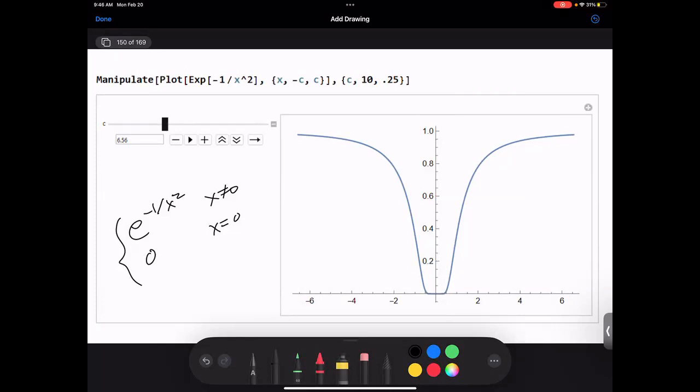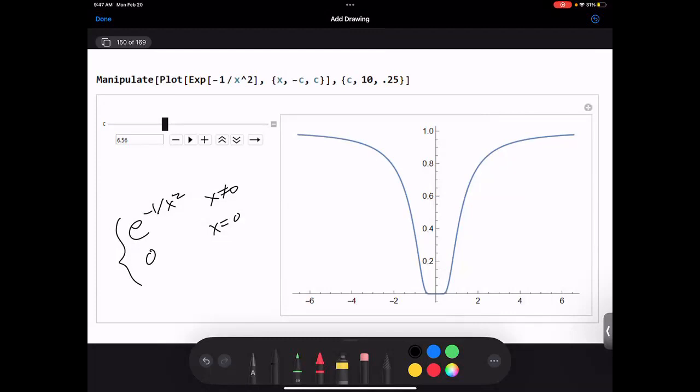Is e to the negative 10,000 big or small? So e to the negative 10,000 would be 1 over e to the 10,000. That's really small. If instead of 1 over 100, I did 1 over 1,000, I'd get e to the negative 1 million. Really small. This function is decaying extremely rapidly near 0.